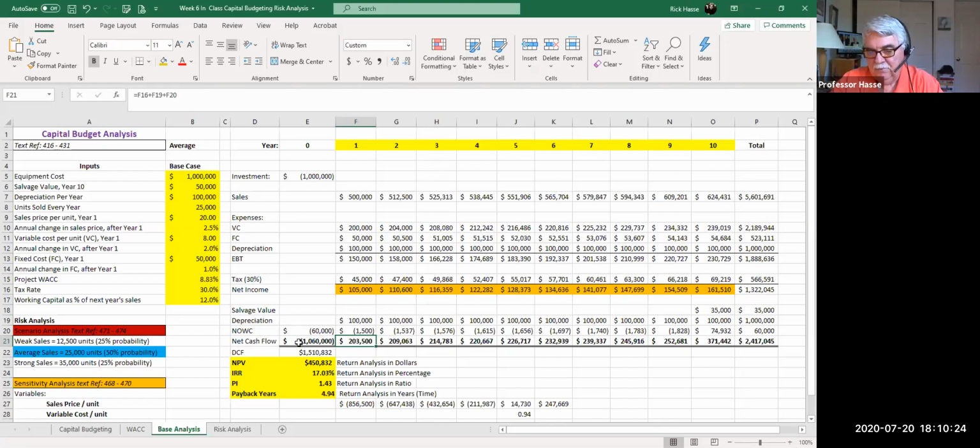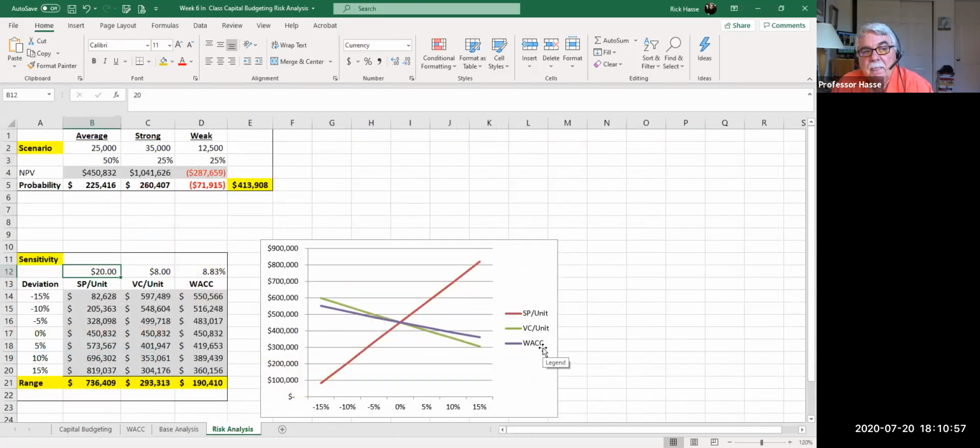But then we went a step further. We talked about this in my lecture video of last week. We decided, well, what is the risk associated with this original plan, this base case plan? What are the risks? Are we going to be able to sell 25,000 units a year? Are these key variables like selling price, variable cost, cost of capital, how could they be affected by the market or the economy we're in going out into the future? It's called a risk analysis.